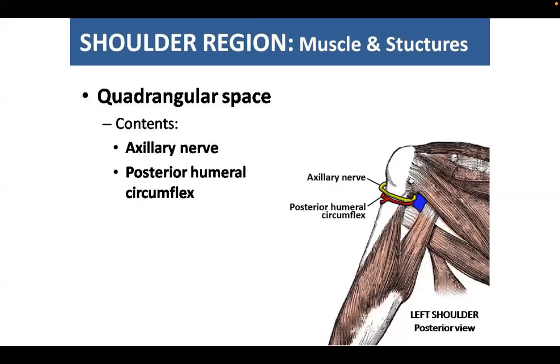Okay? The posterior humeral circumflex artery. Everyone has to memorize this if you want to crack the exam. Okay? If you want to crack the exam. So this is what I want you to remember.